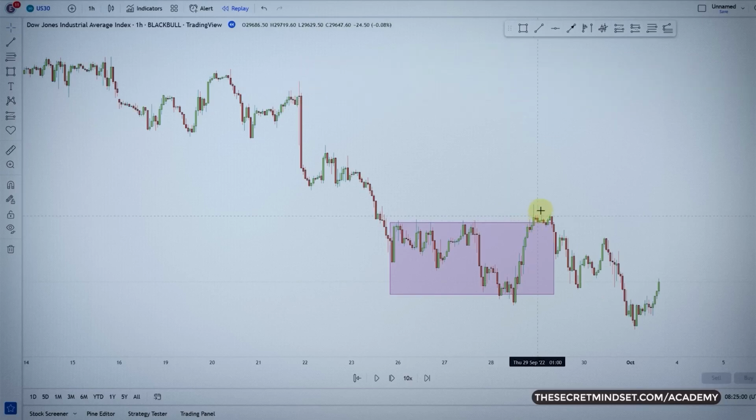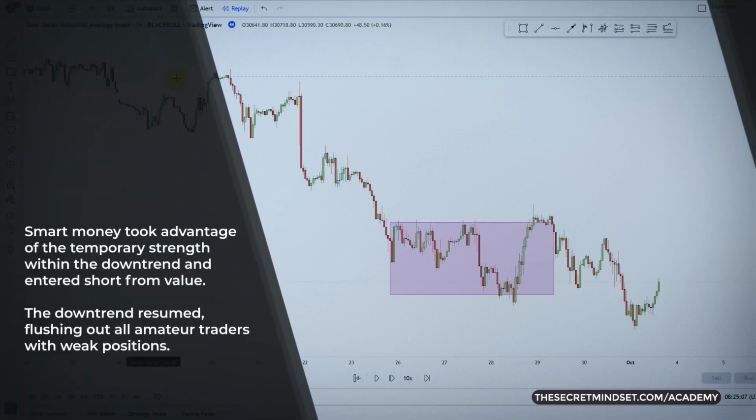breakout. Buyers were also trapped after the second liquidity clear-out, and then professionals took advantage of the temporary strength within the downtrending market and entered short from value. And then the downtrend resumed, flushing out all those amateur traders with weak positions.